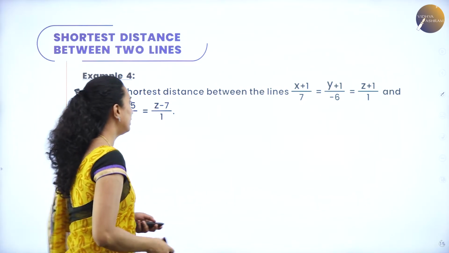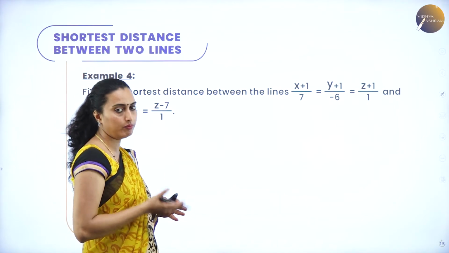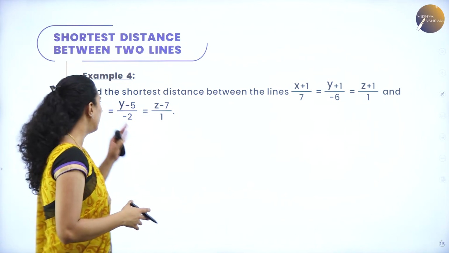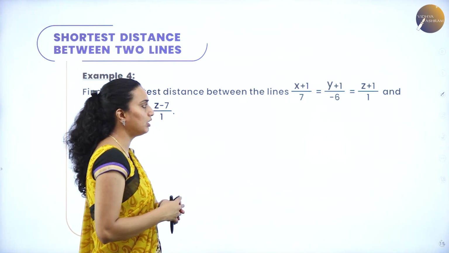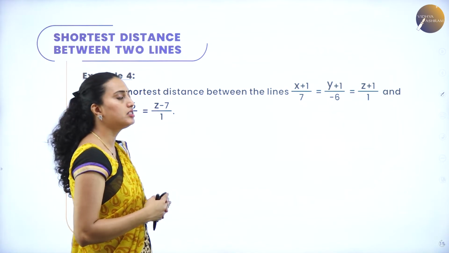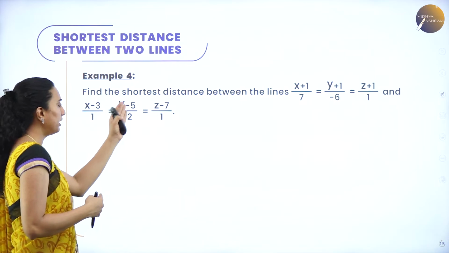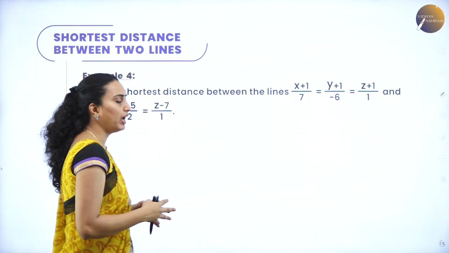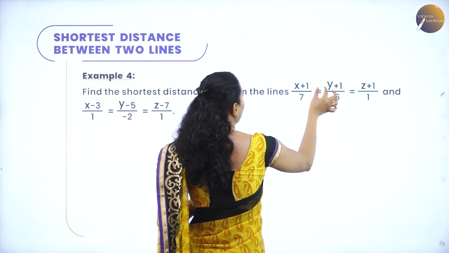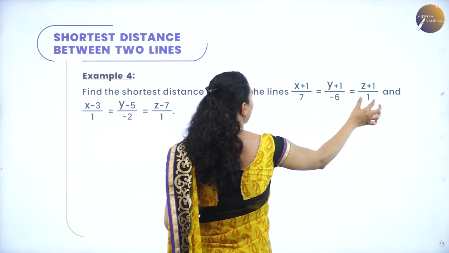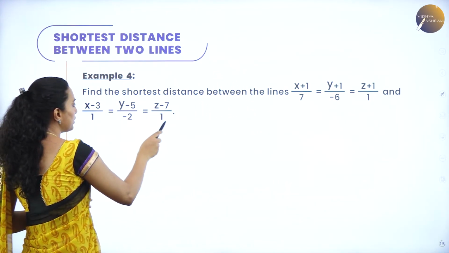Now we'll be moving on to the next problem, dears. Yes, this is a different kind, which is given in the Cartesian form, whereas earlier they gave the vector form. Now here, find the shortest distance between the lines x plus 1 by 7 is equal to y plus 1 by minus 6 is equal to z plus 1 by 1, and x minus 3 by 1, y minus 5 by minus 2, z minus 7 by 1. Dears, you have to consider this as a vector of what? A1 vector, and this is the coefficient of B1 vector. Similarly, coefficient of A2 and coefficient of B2.